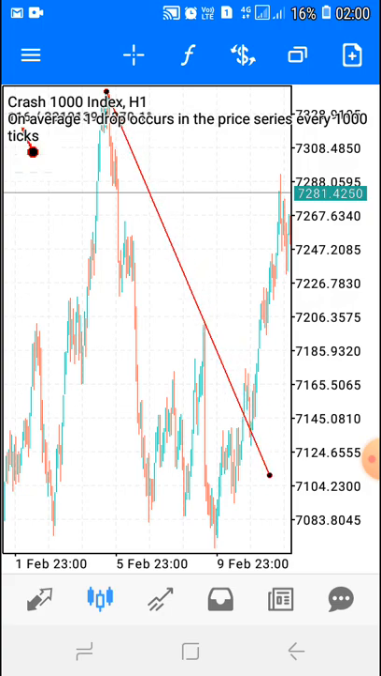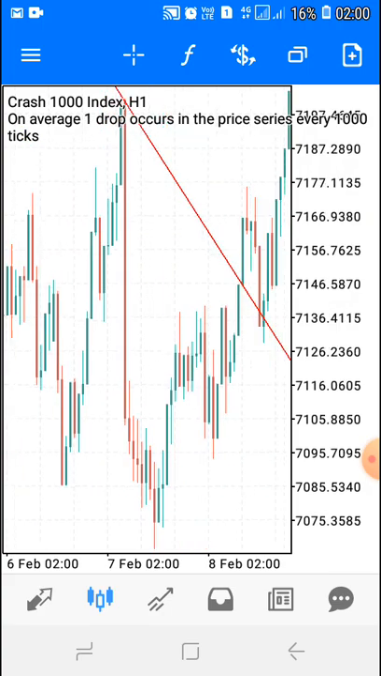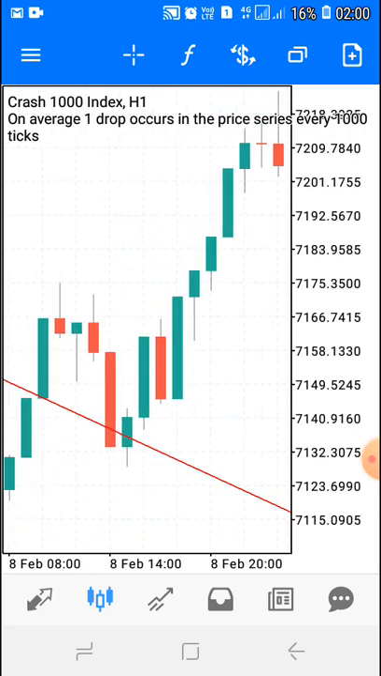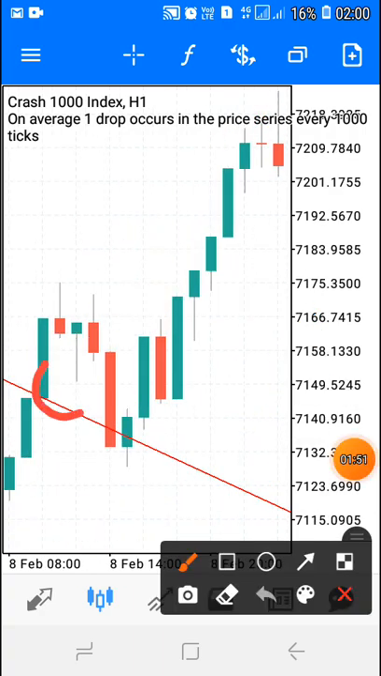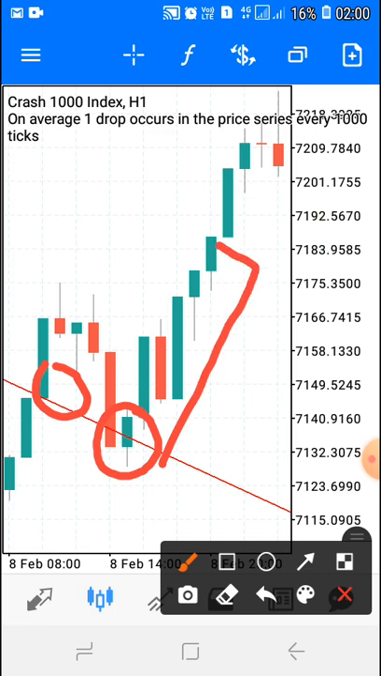Look at that. When we zoom in, we can see that this is where the market decided to break out. Over here the market broke out, and then it came back to retest this trend line, and then it went up in an uptrend.